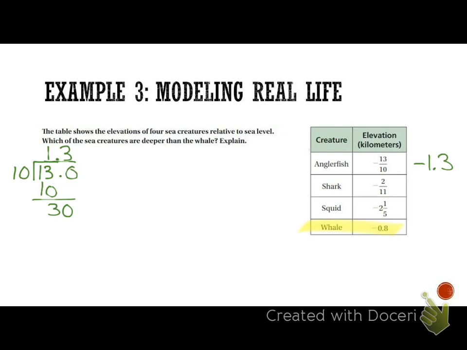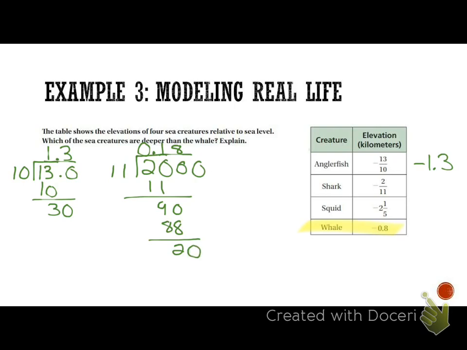Now on the next one, negative 2 elevenths. This one's going to take the most time. 11 does not go into 2. 11 does go into 20. How many times? 1 with 9 left over. Bring down the 0. 11 goes into 90. How many times? 8. This is my first hint that I might have a pattern going on here.